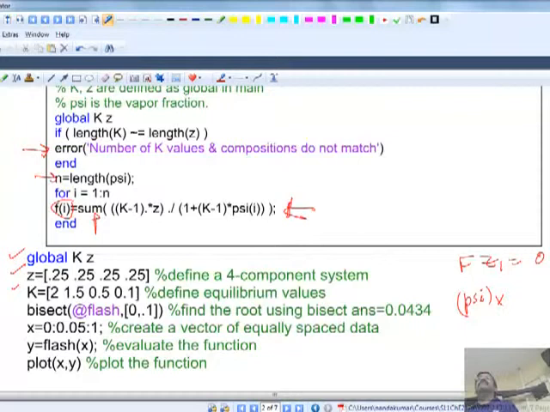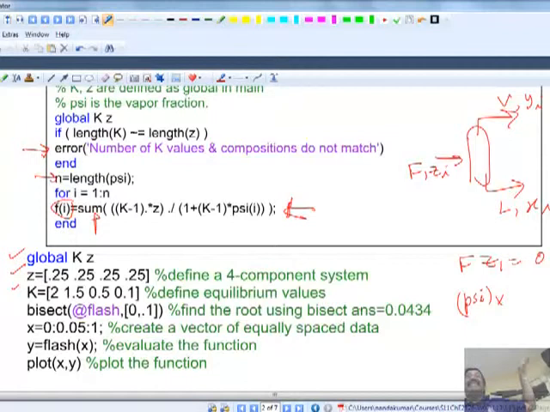Say it again. Feed, what is feed? Amount of feed. No, I'm asking you to calculate. Remember, I think I need to probably go slow here. So this is the sketch, and I have V, I have yi, I have L, I have xi. And I have F and zi. zi is 0.25 for all of them. F is 1. I'm telling you that F is 1. So what is V in this particular problem that we did just now?